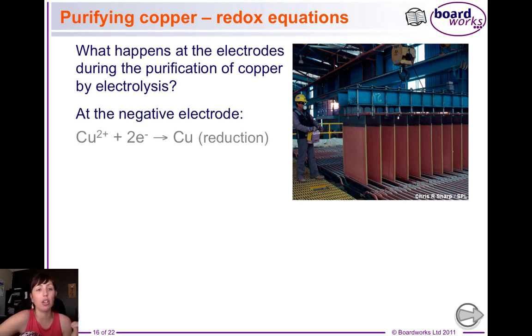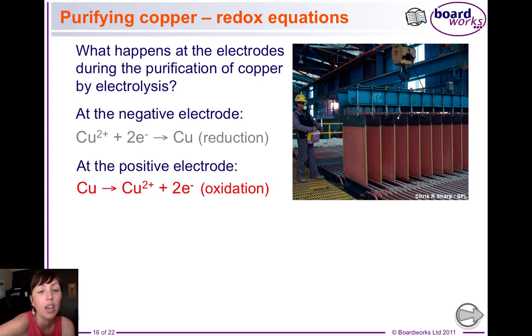So at the negative electrode, and remember, copper is a metal, so it makes positive ions. At the negative electrode, you have a copper ion, Cu2+, and you need the addition of those 2 electrons to make it copper, right? Not in its ionic form. And so that's it being reduced. So there's that half equation. And at the positive electrode, you have copper in its non-ionic form being oxidized to Cu2+ in its ionic form, plus those 2 electrons that it lost, okay.